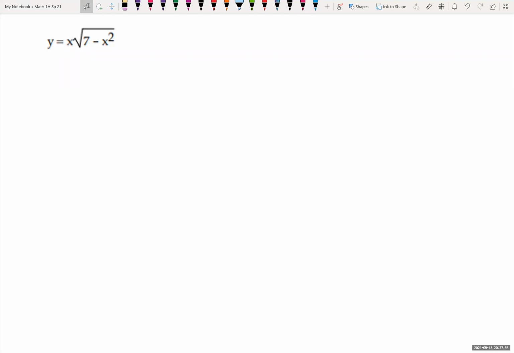So the next example, we have y is equal to x all times the square root, and underneath the radical is the quantity 7 minus x squared. It asks us to find where the function is increasing, decreasing, any local extrema, concavity, and to graph this.